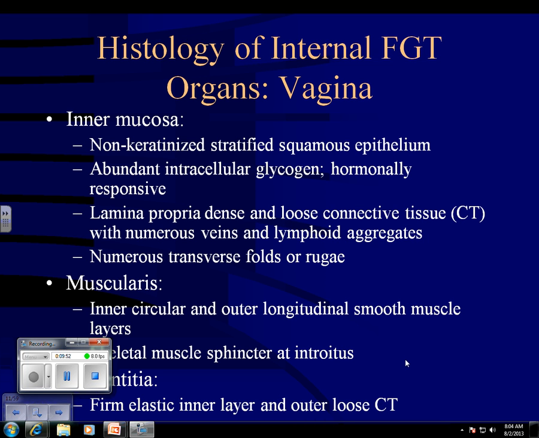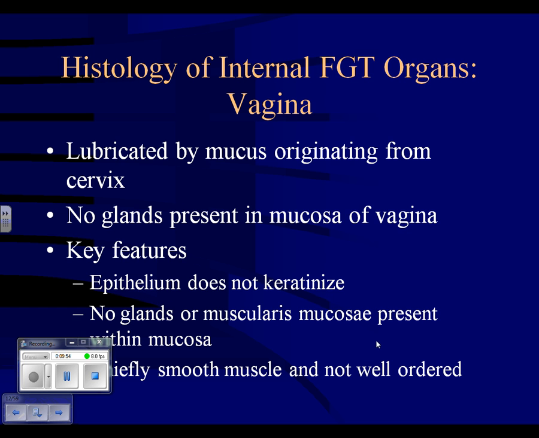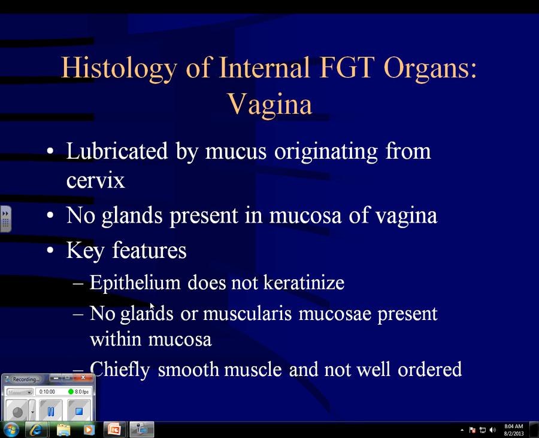All right. So the vagina is lubricated by mucus that originates from the cervix. There are no glands present in the mucosa of the vagina normally.